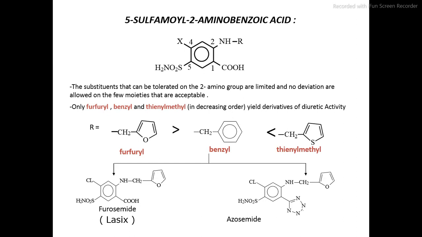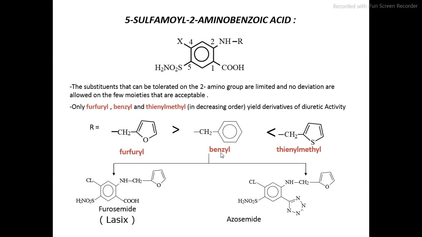On the second position we always have an amine, but one of the protons of this amine is substituted. Let us consider R here. R will be furfuryl, benzyl or thienylmethyl. They are given here in decreasing order of diuretic activity, and this is furfuryl. If we add this furfuryl, it will be furosemide, and it is Lasix. It is for the increase in diuresis.